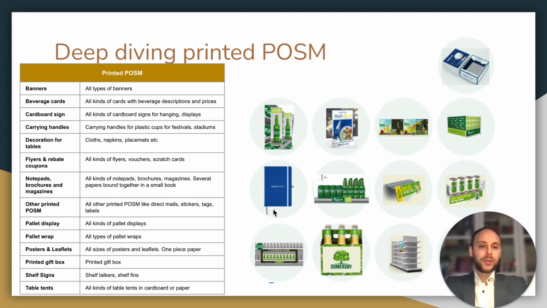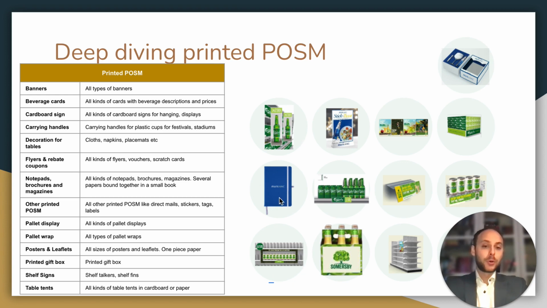Then there is the printed POSM. So just recalling, this is everything that you are able to print on a piece of paper or a carton. So this also can take many different kinds of shapes and forms. So here, for instance, is the packaging for a 6-pack. It can be this kind of shelf space taker, where you can communicate some kind of information.